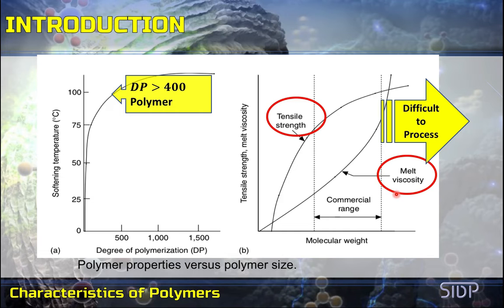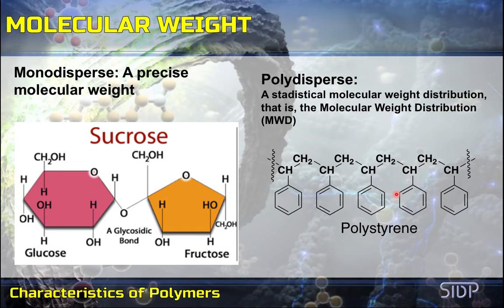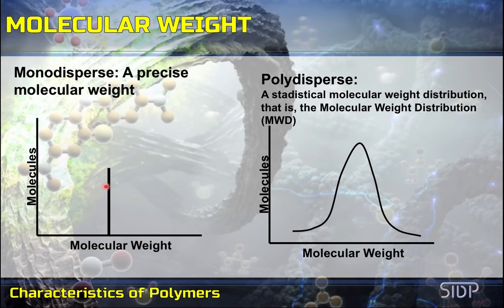Now, let's go to the molecular weight of polymers. That is, the alternatives to obtain molecular weight parameters. In ordinary chemical compounds, such as sucrose, all molecules are the same size and therefore have identical molecular weights. Such compounds are said to be monodisperse.